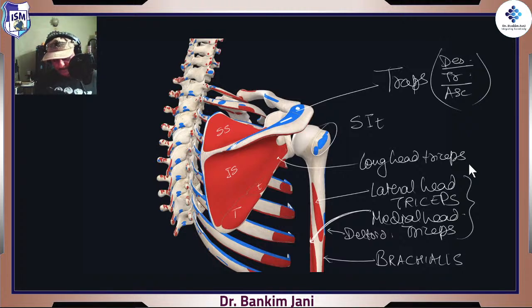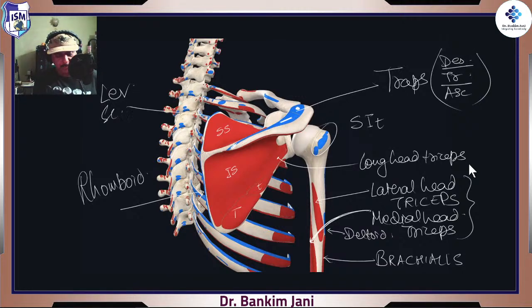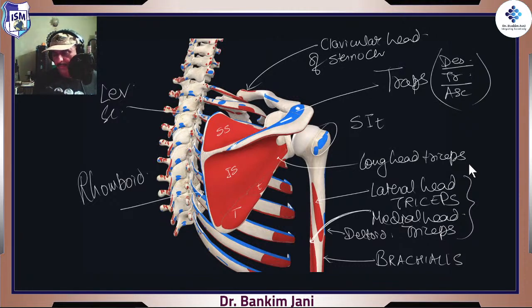On the medial side, right over here, there would be obviously the rhomboids, right? Rhomboids, major and minor. And on the top, there would be lev scap, right? Levator scapulae. And this one, that is clavicular head of sternocleidomastoid. Sternocleidomastoid muscle, right?